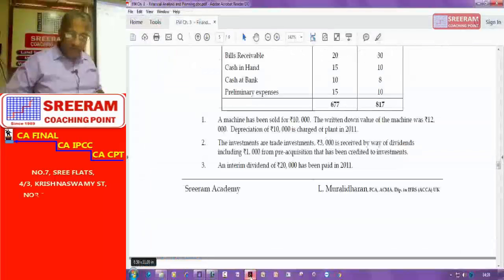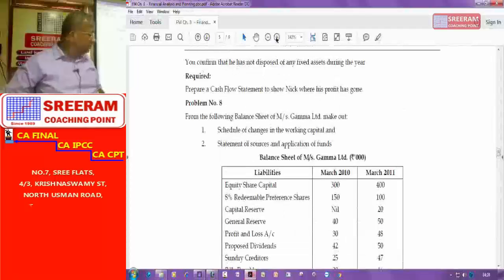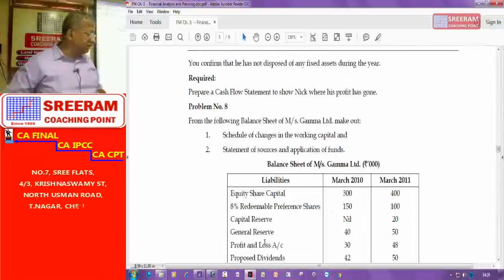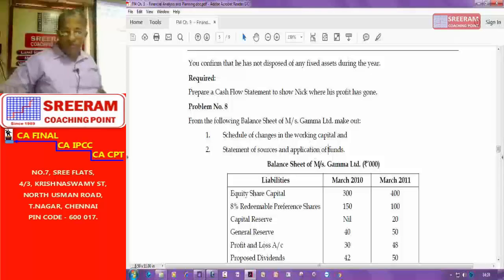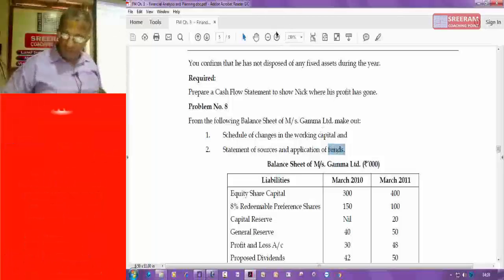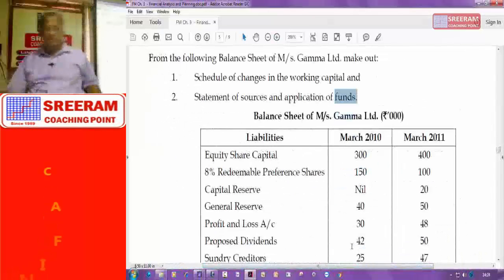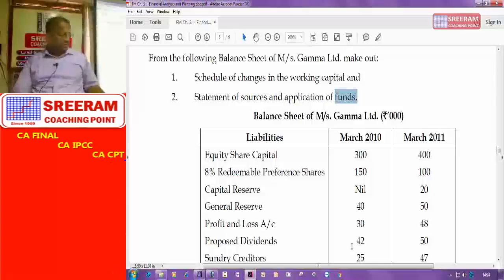Who had just read out this first one? Problem number 8. Wesley will read out the same problem. But this time the problem is to be read out not for application of funds, statement of sources and application of cash for internal purpose. That's the way you have got to conclude. Come on, please read. From the following balance sheet of Messrs. Gamma Limited, make out schedule of changes in the working capital and statement of sources and applications of cash. For internal purpose.